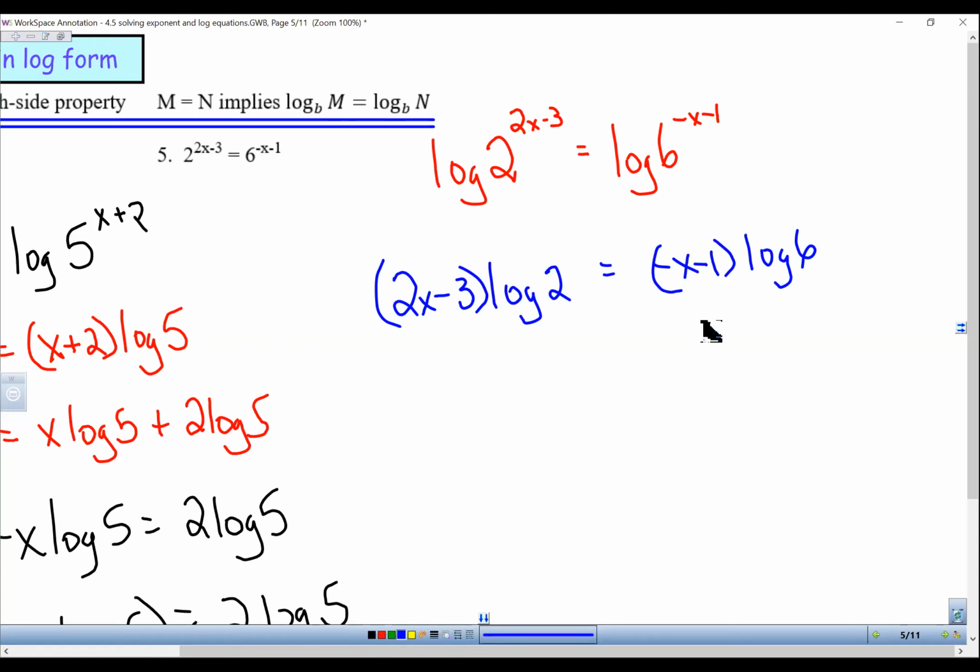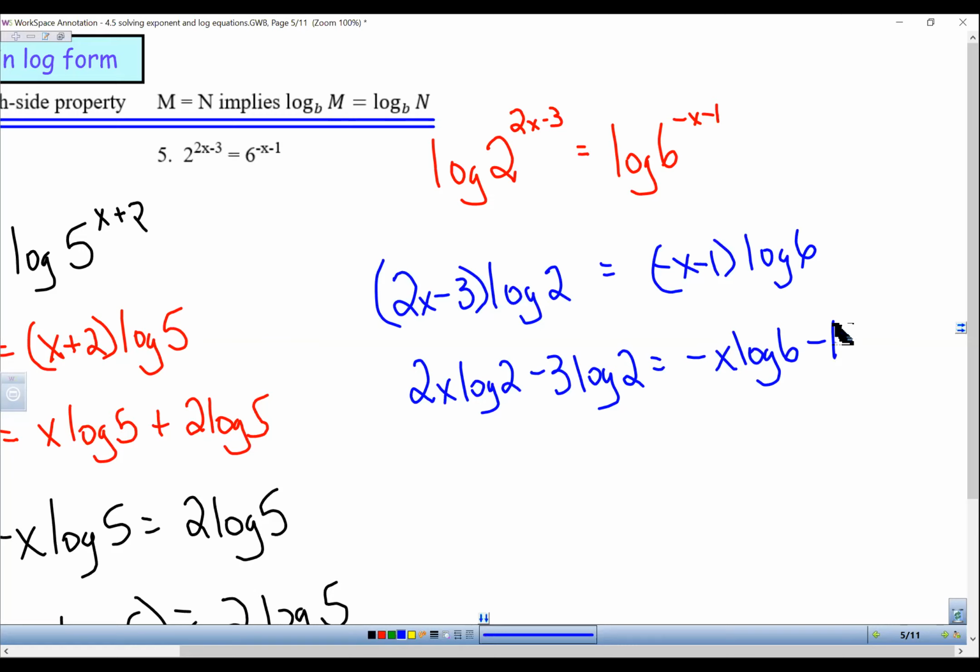And again, we're going to distribute. So we get 2x log 2 minus 3 log 2 and negative x log 6 minus 1 log 6. Let's just put that 1 like that so we can tell the difference.